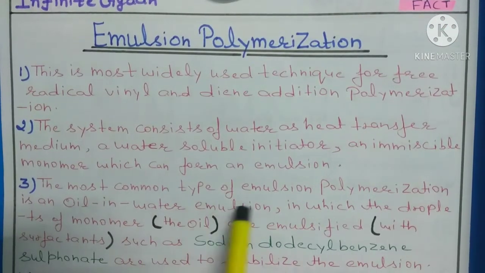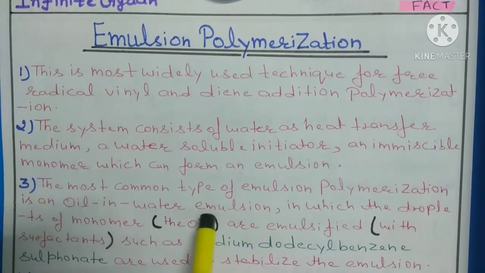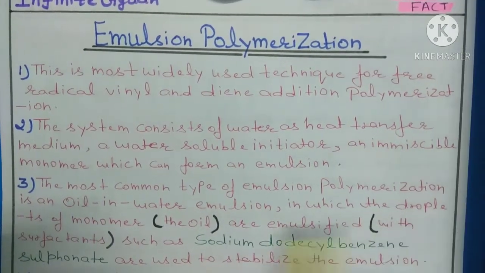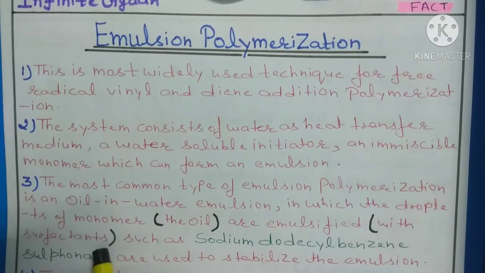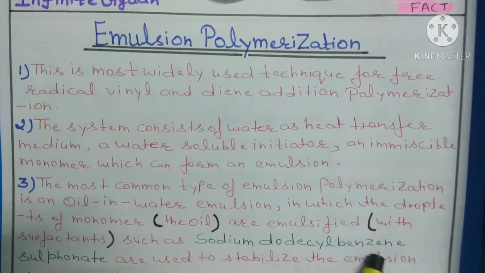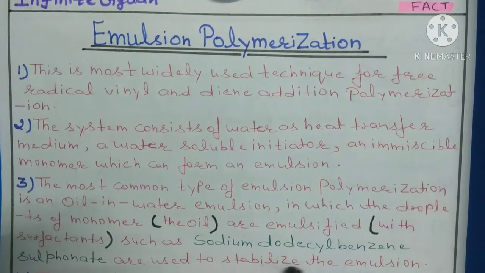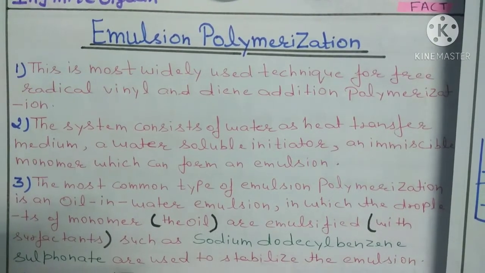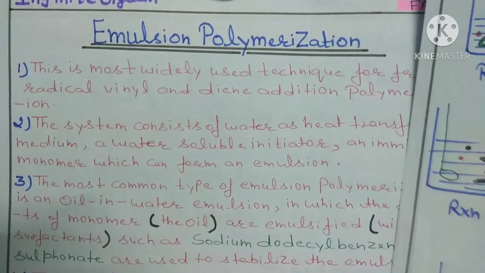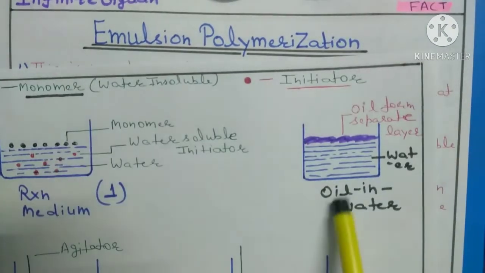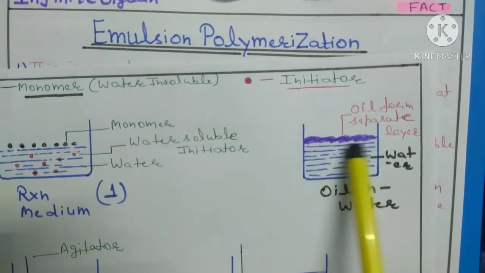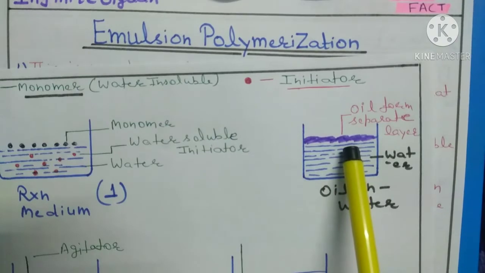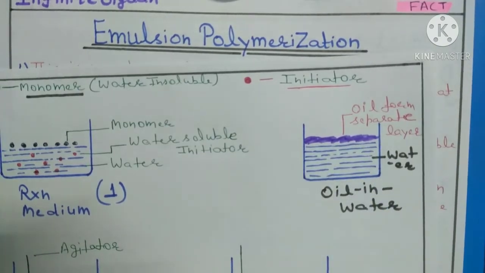The most common type of emulsion polymerization is an oil in water emulsion, in which the droplets of monomer, that is the oil, are emulsified, and surfactants such as sodium dodecyl benzene sulfonate are used to stabilize the emulsion. Sodium dodecyl benzene sulfonate is a soap. So here we have an oil in water emulsion. This oil forms a separate layer over the top of the water because it is not miscible in the water.